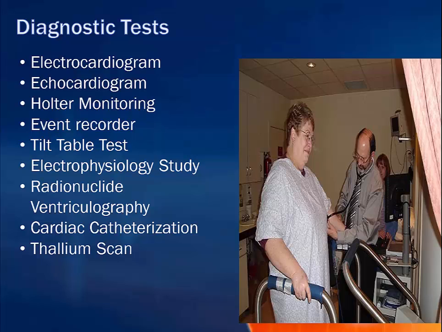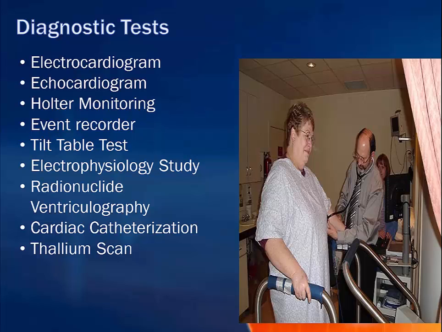Tilt table test evaluates potential reasons for fainting or syncope. A heart rhythm and blood pressure are carefully monitored while a patient rests on a special table. The table will tilt the patient upright at about a 70 to 80 degree angle for about 30 to 45 minutes. If the patient faints, it usually means that they have a condition called vasovagal or neurocardiogenic fainting.